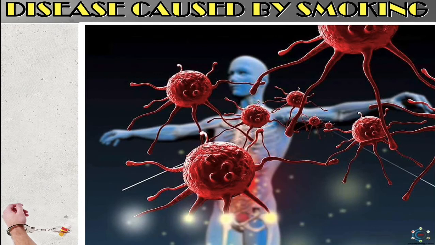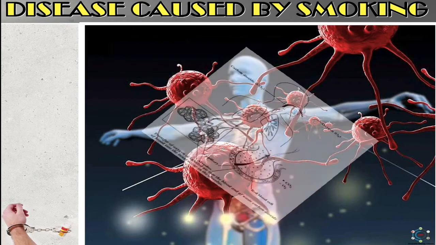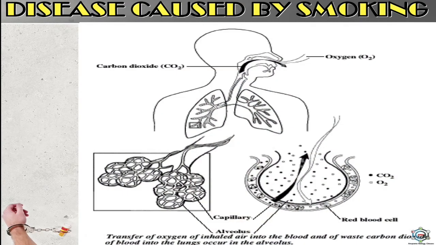Now, damage to the immune system. Smoking decreases immunity of the body, increasing risk of infections. Now, vital capacity. What is vital capacity? Lung capacities are measurements of two or more volumes. The vital capacity measures the maximum amount of air that can be inhaled or exhaled during a respiratory cycle.